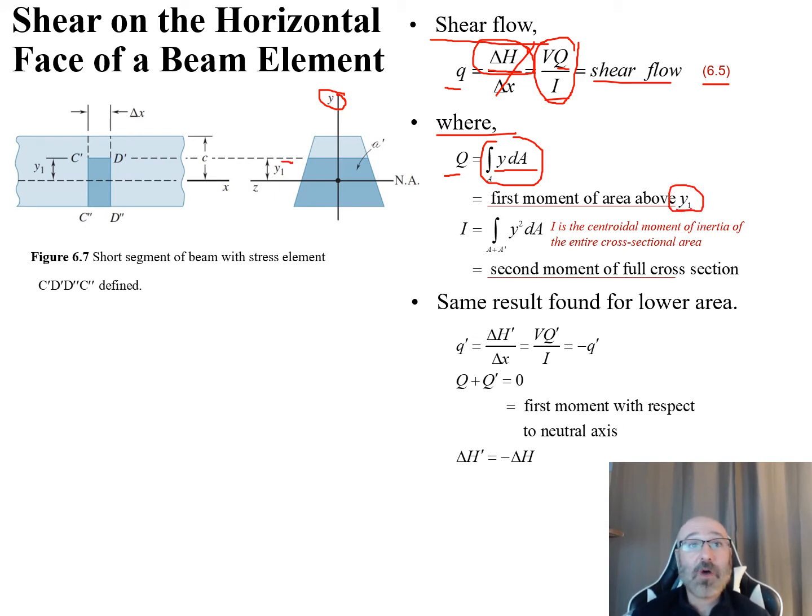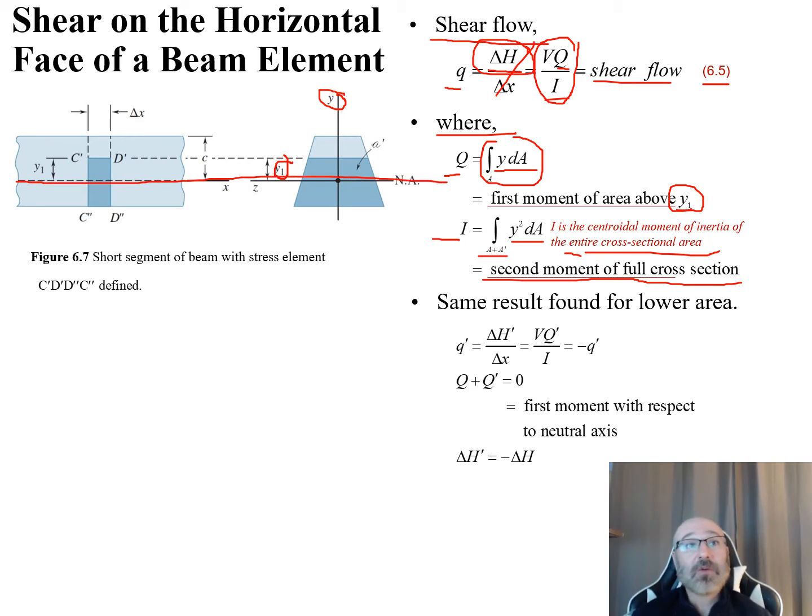So there's our y1 for this case right there. Now our I value is equal to the integral over A plus A prime of our y squared dA. Our I right here is the centroidal moment of inertia of the entire cross-sectional area, so this is the second moment of the full cross-section. The thing to note is this was all above our neutral axis. So this is our neutral axis. If I draw a line straight through here, this was our neutral axis right there.